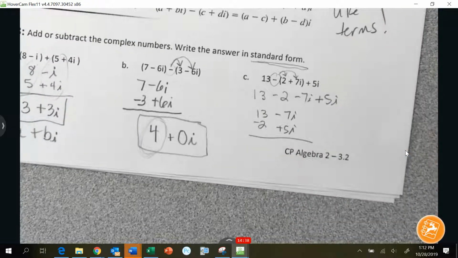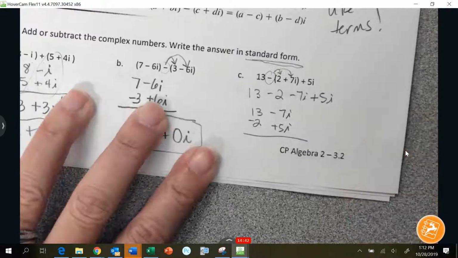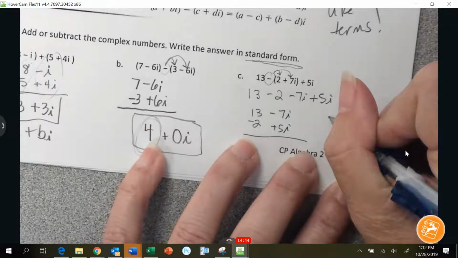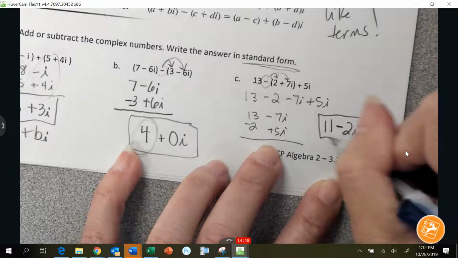However, combining like terms, what do my real parts give me? 11 minus 2i. Again, the real number comes first.